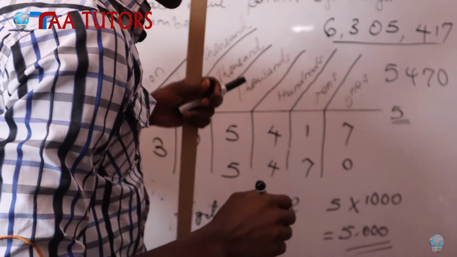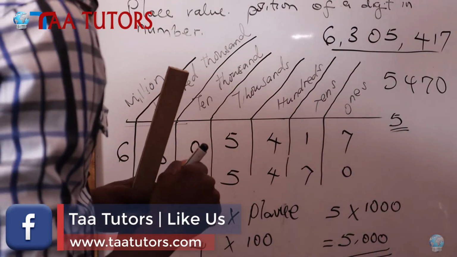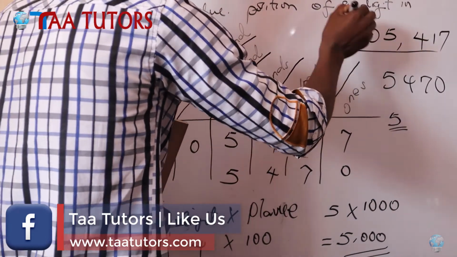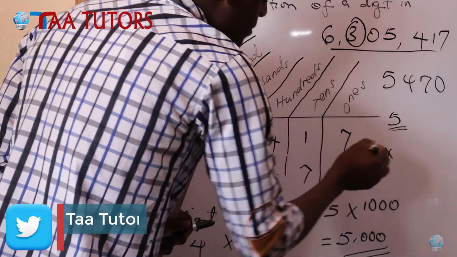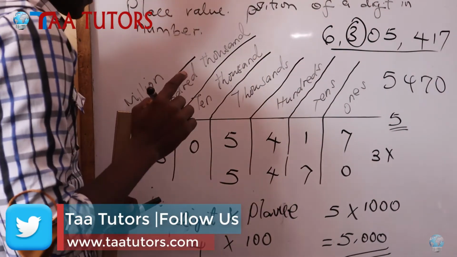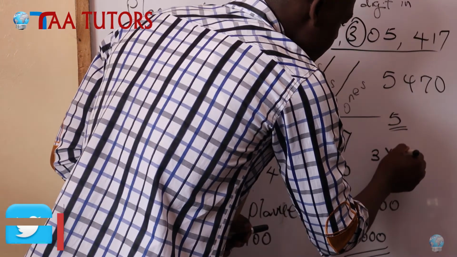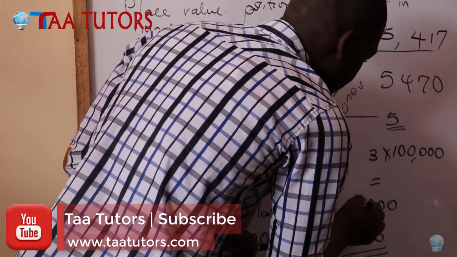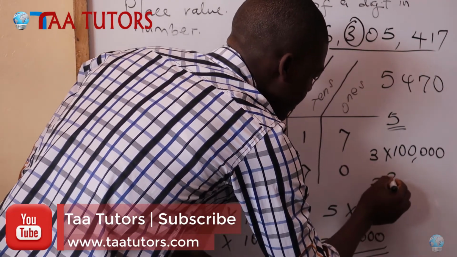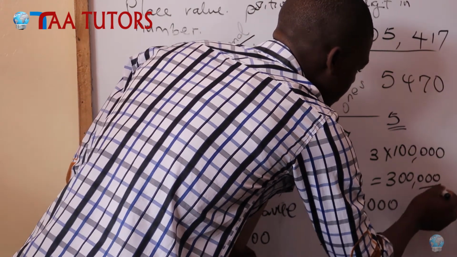When we have a digit like 3, we will have 3 times its place value, that is 100,000. We are going to get the total value of 3 as 300,000.